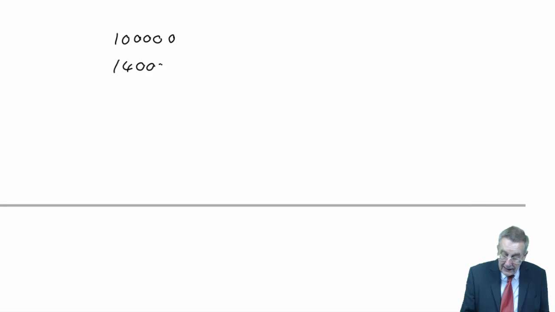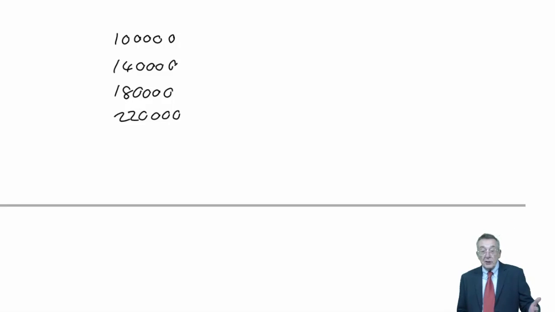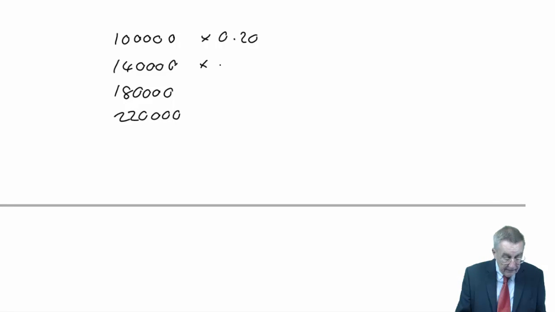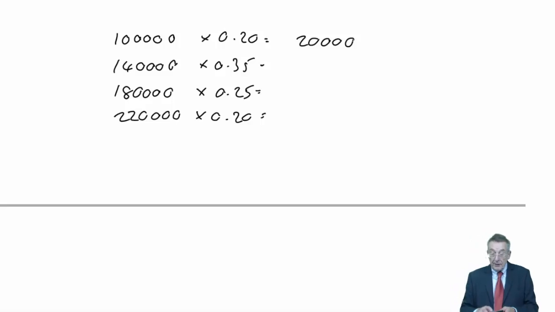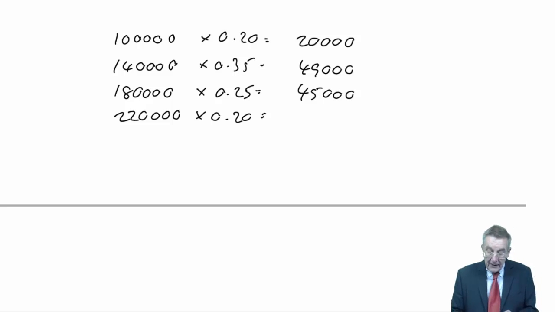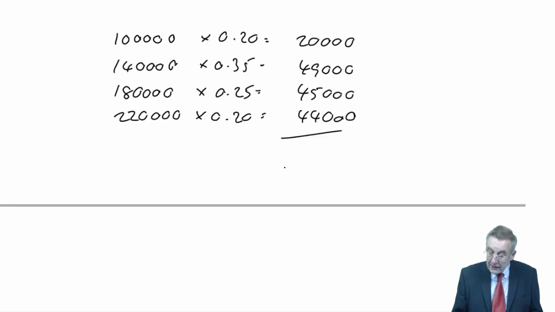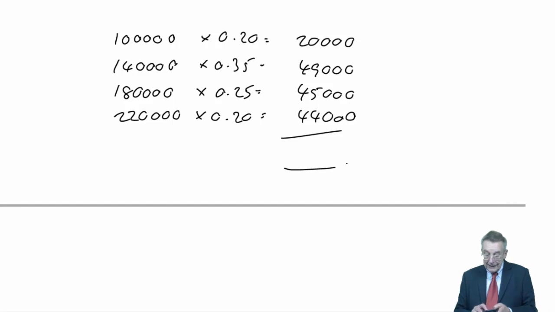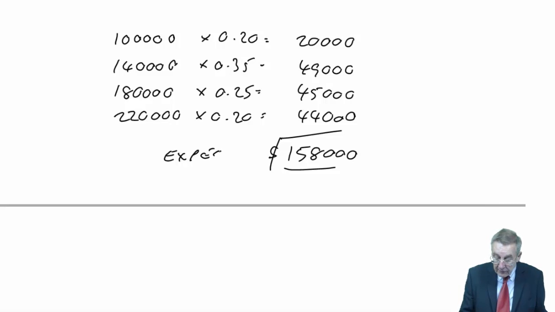So 100, 140, 180, 220. To get the average or the expected, you multiply by the probabilities. $140 times 0.35, $180 times 0.25, 220 times 0.2. So multiply by the probabilities and add them up. The total comes to 158,000. Well, there is the expected or average value.